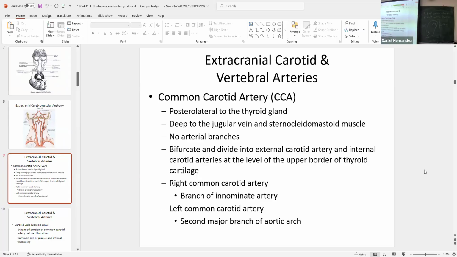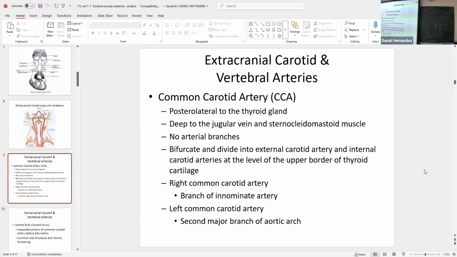It's deeper to the jugular vein. So again, when we're imaging, when we're doing our upper venous, we saw the jugular vein and the carotid artery below it. So it's posterior or deeper to the jugular vein, as well as the sternocleidomastoid muscle. So there's a specific muscle that's there in the neck that you can oftentimes visualize, and it's deeper to that.